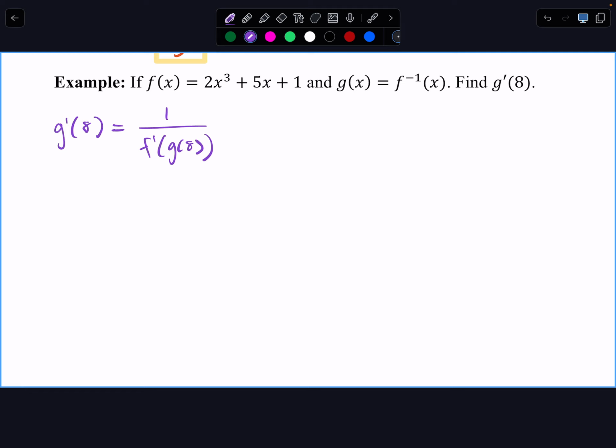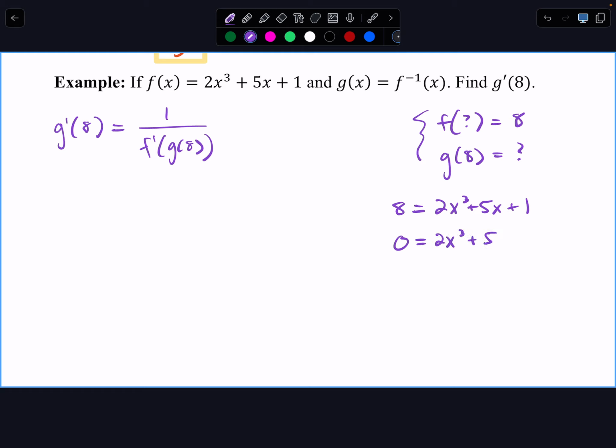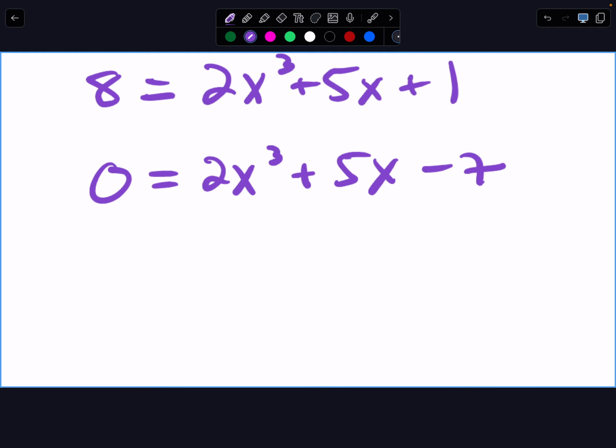So that means we need to figure out what value would make F equal to 8, right? To figure out what G prime of 8 would be. So we go, okay, let's set F equal to 8, and then get 0 on one side. And then we're like, how do we factor that cubic?